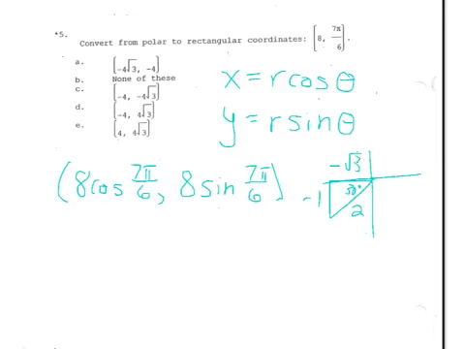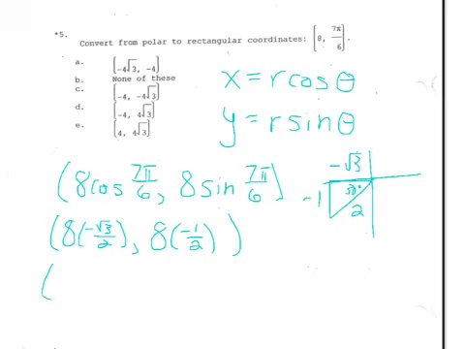So the cosine would be -√3/2. And the sine would be -1/2. So after simplifying, it looks like we have the coordinate -4√3 and -4. So it looks like the answer is A.